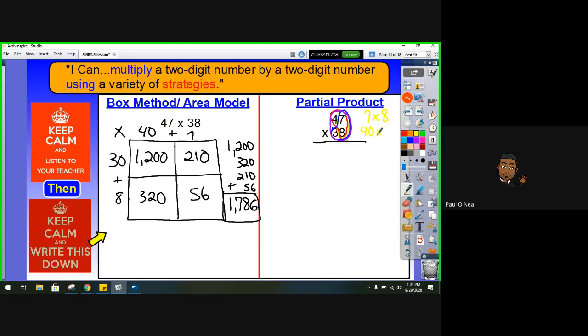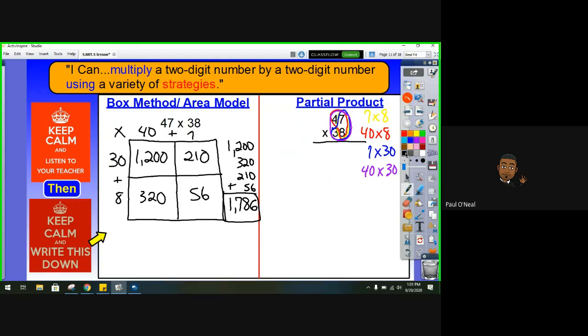Oh, wrong one. Wrong color. Sorry about that, ladies and gents. So let's go back. So that was, of course, red. All right, so we have 40 times 8, okay? And then, of course, we did blue, and that was 7 times 30. And then finally did purple, which was 40 times 30, okay?